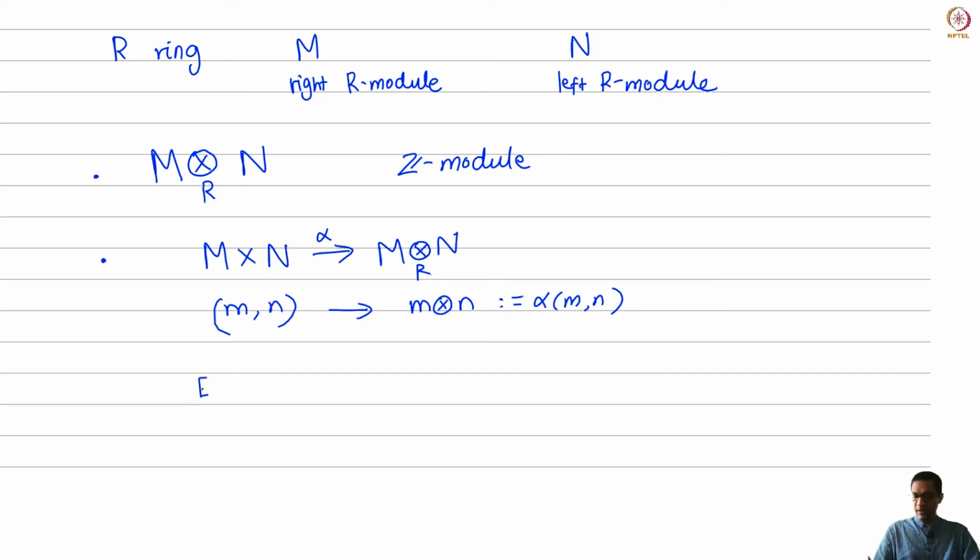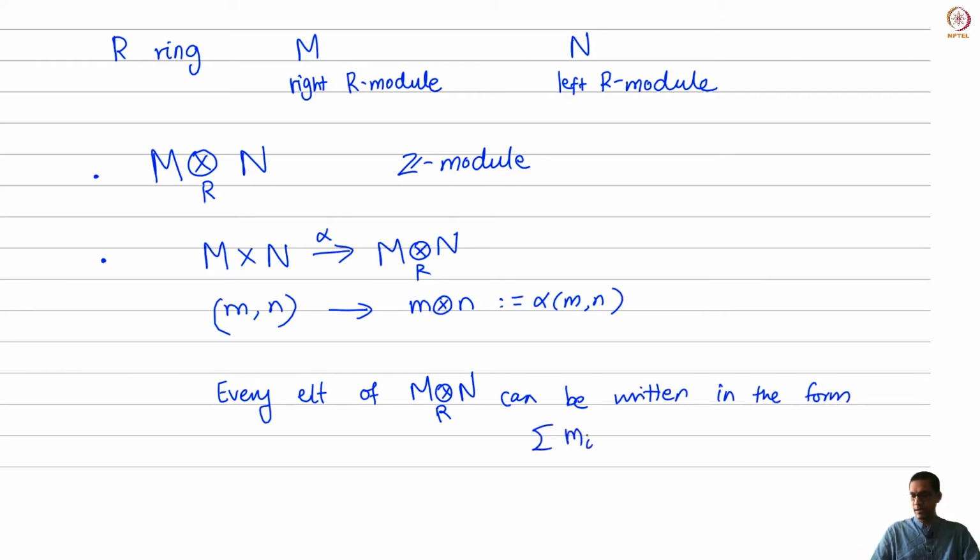So every element of M tensor N can be written in the form summation m_i tensor n_i, where i goes from 1 to k, with m_i coming from M and n_i coming from N. So it's a finite sum of such things. This is not necessarily a unique expression. The same element can be written in many different ways. But what this says is that these elements of the form m tensor n generate the abelian group M tensor N over Z. Often when we want to prove many things, it's enough to prove it on the generators.